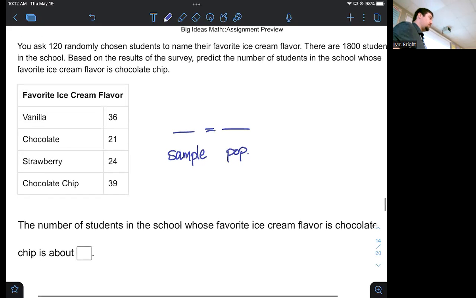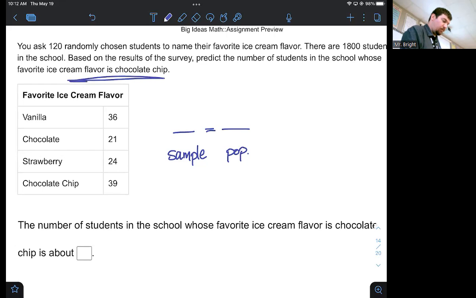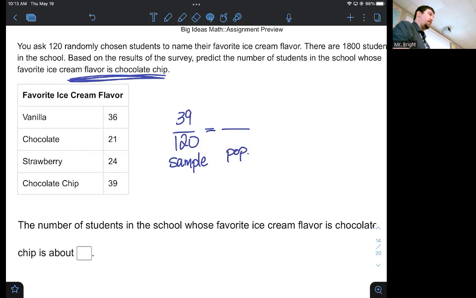So let's look at our sample. Sierra, can you tell me how many students that we sampled said that their favorite ice cream flavor was chocolate chip? 39. And how many students did we sample? That's right. I shouldn't say we sampled the students, that sounds weird. We surveyed them, and that was our sample. So if 39 out of 120 students voted for chocolate chip, what's our next ratio going to say, Frank? That's right. How many out of the entire population?